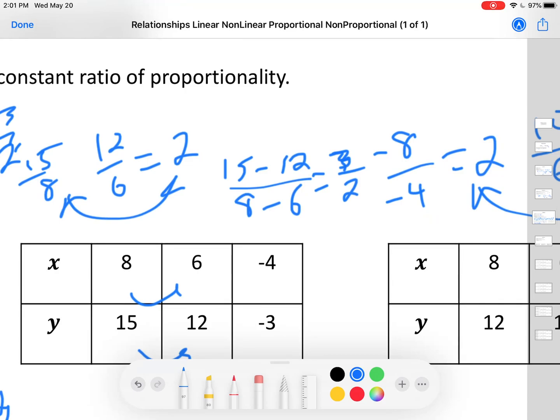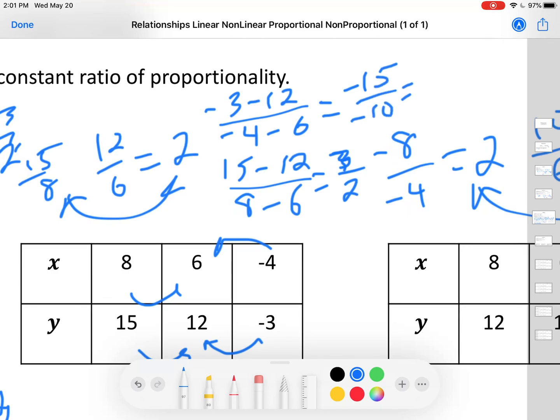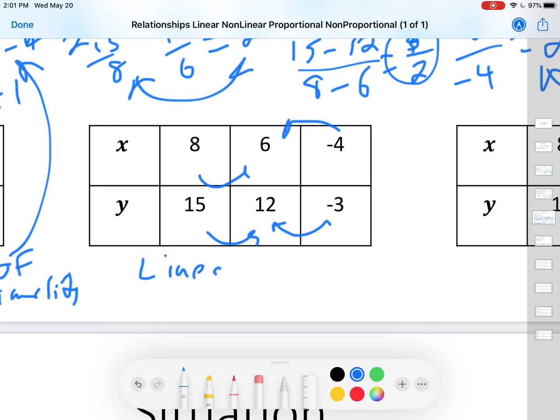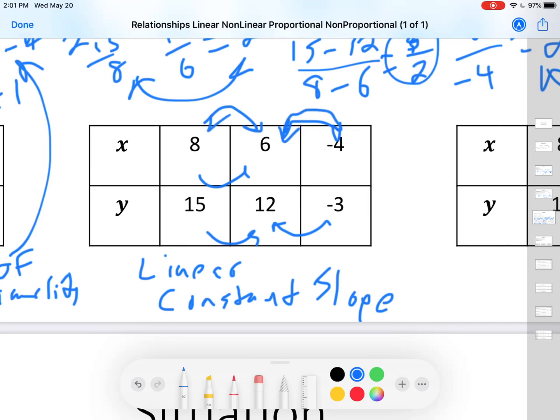Let's do another one. That's just one of them. We have to test all of them. So we'll do negative 3 minus 12 over negative 4 minus 6. Notice I went this way and this way, y on top of x. That's negative 15 over negative 10, which simplifies to 3 over 2. Is 3 over 2 equal to 3 over 2? Yes, it is. That means that this is linear. Why is it linear? It has a constant slope. By the way, I compared this one and this one, and then I compared this one and this one.